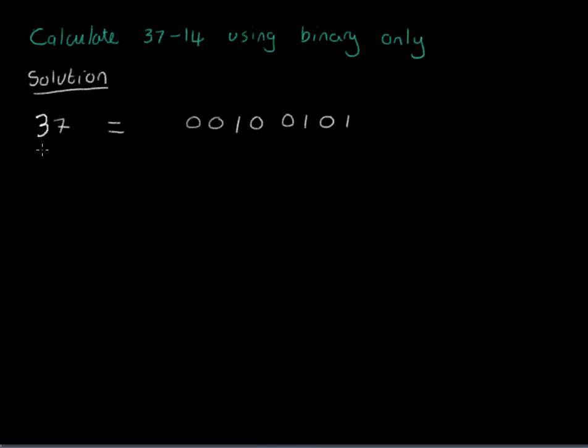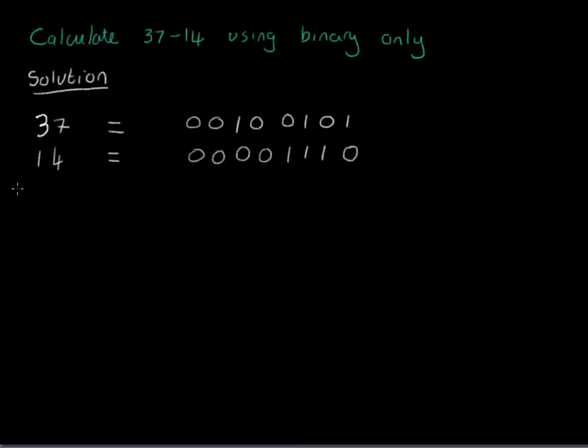Now the trick here is, let's take 14 and work out positive 14. Again, I'm not going to need 128, 64, 32 or 16, but I'll use 8. I'm going to use 4 because 8 add 4 is 12. I'm going to use 2, that's 14, but I don't need the 1 at the end, so that's 0.